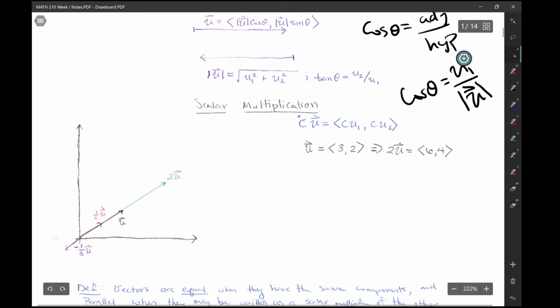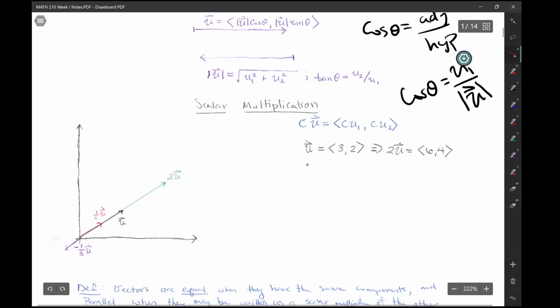And we could take a scalar c and multiply it by our vector. And how would that look when we're doing it in component form? We just take the number c and multiply it by the x component, or u1, and we also take the number c and multiply u2.